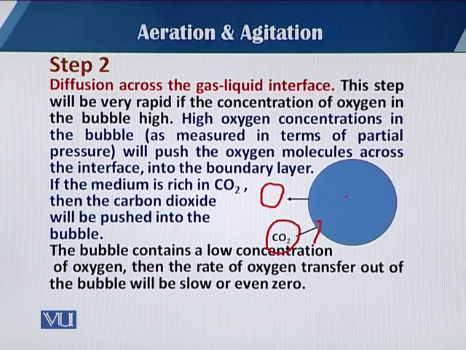So you can see here the diffusion across the gas liquid interface. This step will be very rapid if the concentration of the oxygen in the bubble is very high. The high oxygen concentration in the bubble, as measured in terms of partial pressure, will push the oxygen molecules across the interface. If the bubble contains a low concentration of oxygen, then the rate of oxygen transfer out of the bubble will be slow.